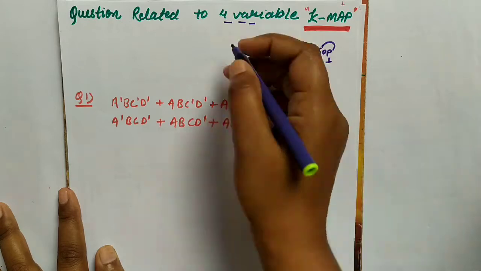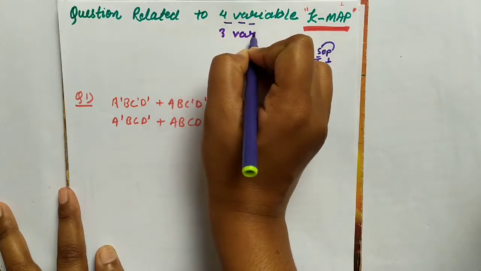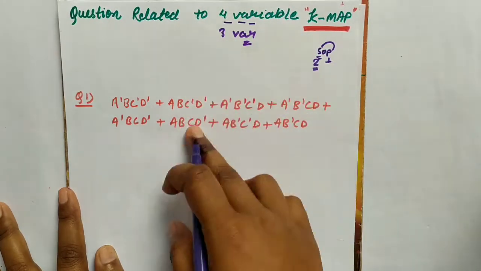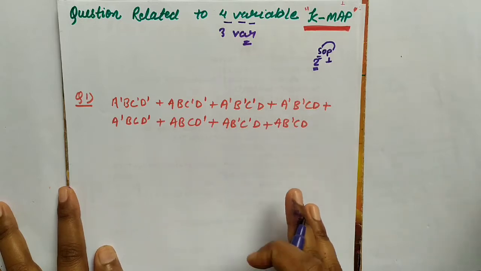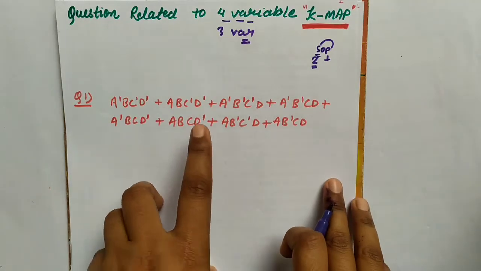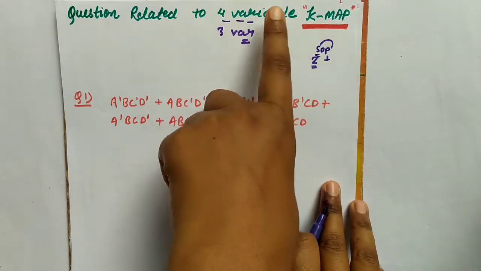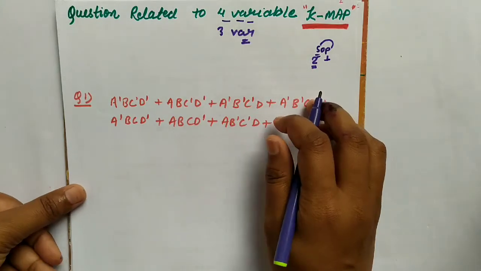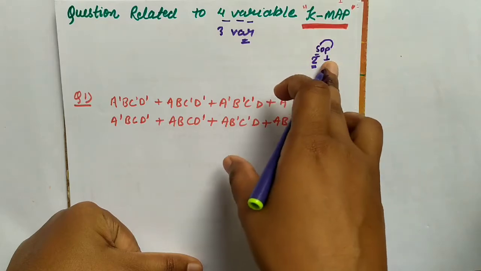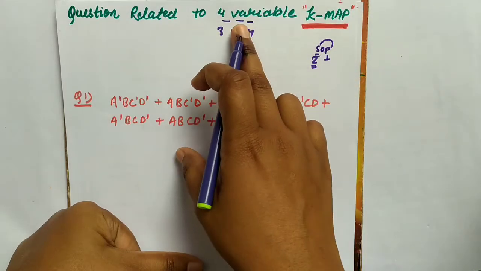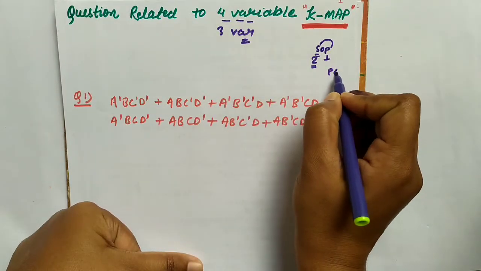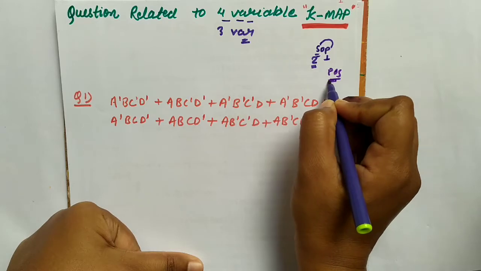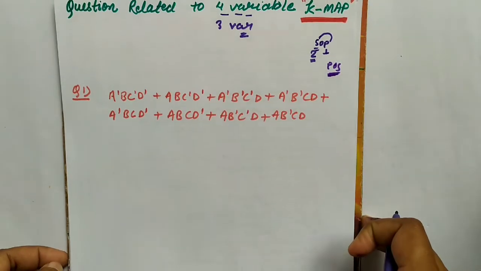If you want to watch the three variable K-map or the designing of a K-map, please watch my previous video. In this video we will discuss only the K-map questions for four variable SOP. In the next video we will also discuss four variable K-map questions for the POS. So here is the question.